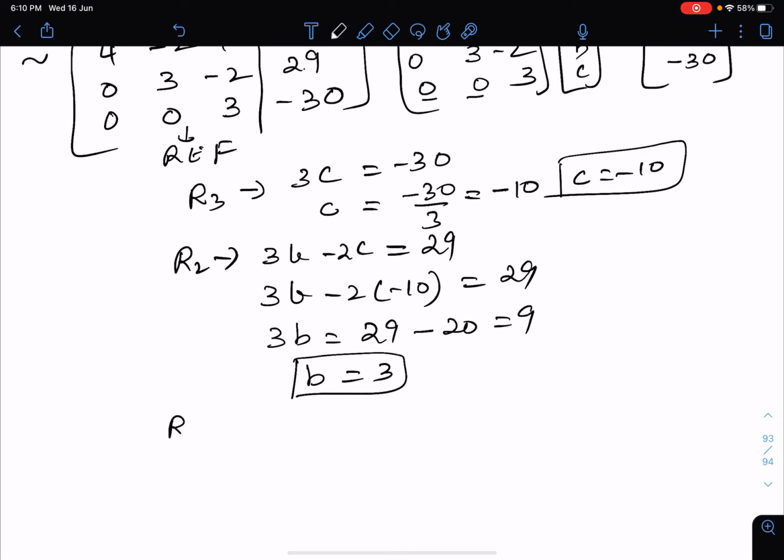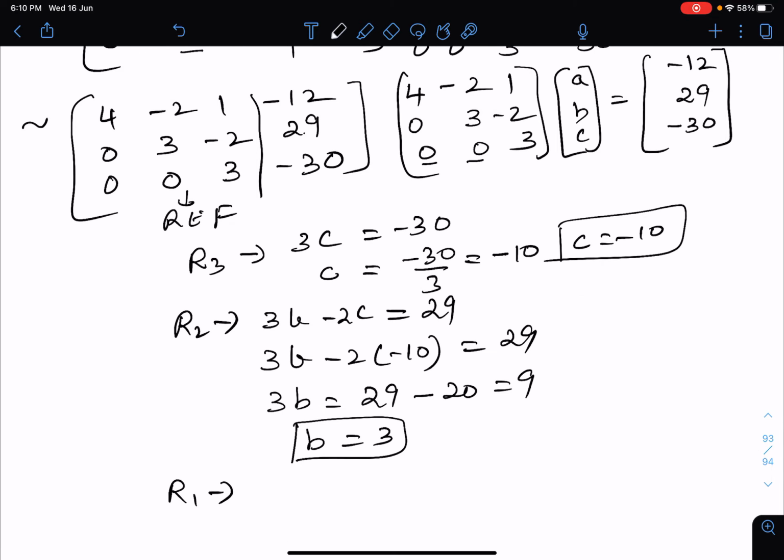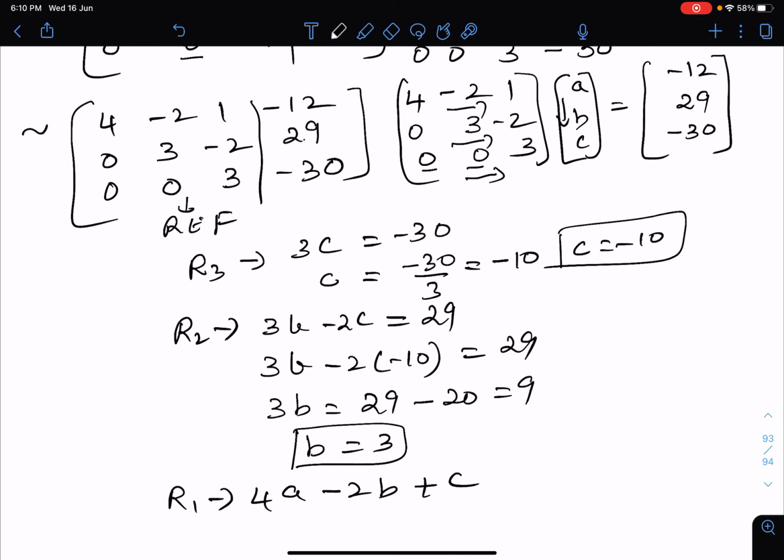And next you are going to take your row 1, 4A minus 2B plus C. How are you getting this ABC? You are multiplying each row into this column. Okay, you are starting from row 3. That is how you are getting this. And you are equating to the right hand side constant. If it is first row, last row, the last constant, second row comes to the middle constant, and the first row comes to the first constant. So this is equal to minus 12.